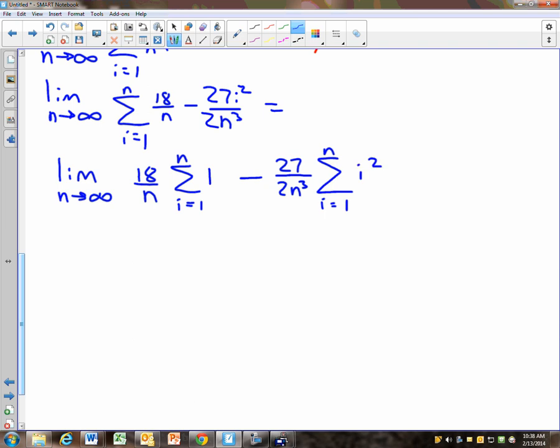Okay, so if I add up the number 1 twice, what will I get? If I add up the number 1 5 times, what do I get? If I add up the number 1 n times, what do I get? So remember, our first rule was, if you end up with a constant, you just take that constant times n. Okay. So now we have the limit as n goes to infinity of 18 over n times n. It cancels.